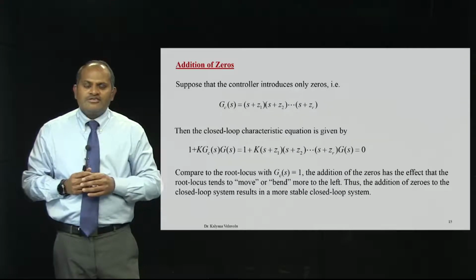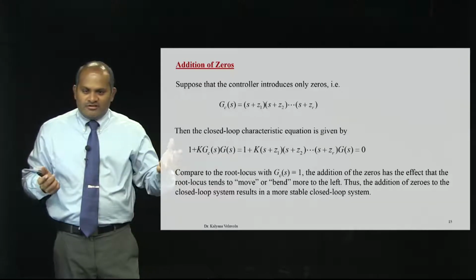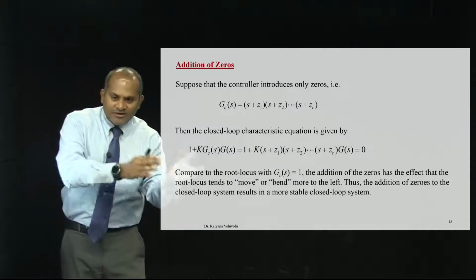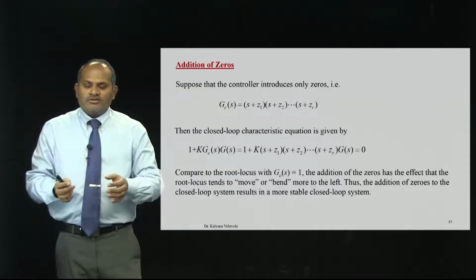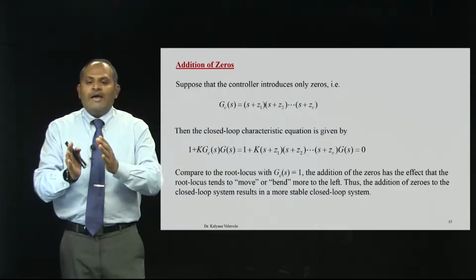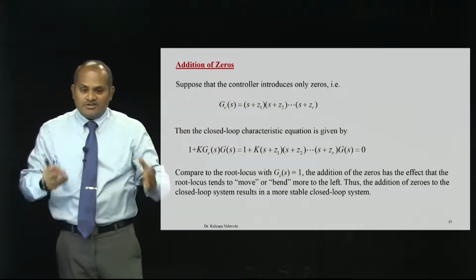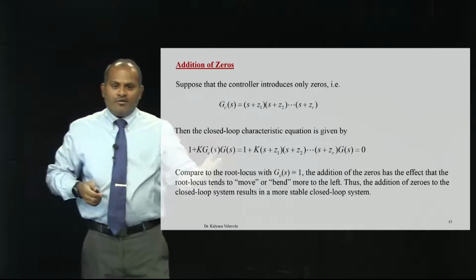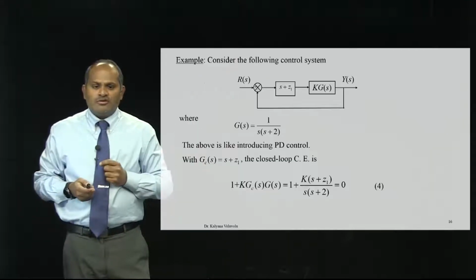What happens with the addition of zeros? So, opposite. With poles, stability decreases, with zeros, stability increases. Root locus that bends to the right with poles actually bends to the left with zeros. So, in this one, we are going to study what happens when you add zeros to the root locus.